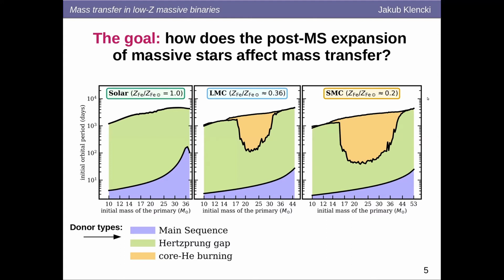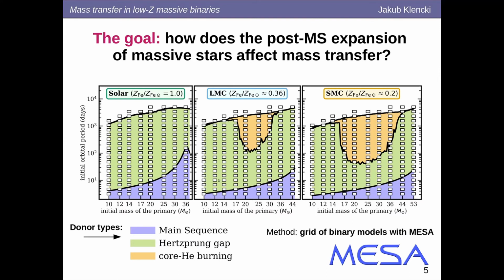To do this, we compute a grid of binary models with MESA, with positions shown here, covering the entire parameter space for the post-main sequence mass transfer interaction, including some case A mass transfer sequences as well. For simplicity, we focus only on the donor star. We evolve only the primaries, and the secondaries are treated as point masses that don't accrete any mass. That's a big assumption to keep in mind.